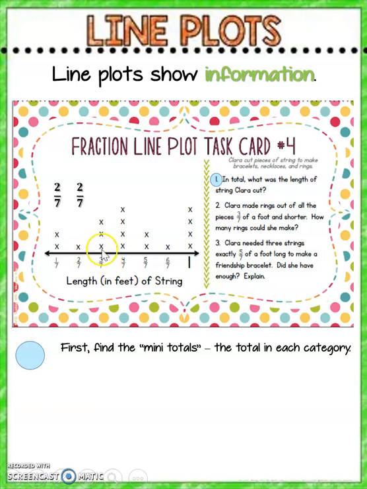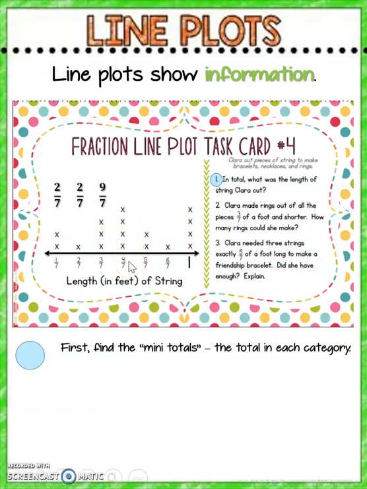My next category represents pieces of string that are 3/7 of a foot, and I have 1, 2, 3 of those pieces. So I can do 3 times 3/7, which gives me 9/7. Now you'll notice I've left my answer as an improper fraction. You can change it to a mixed number if you want, or you can leave it as an improper fraction and change it all at the end. That's what I'm going to do for this particular question.